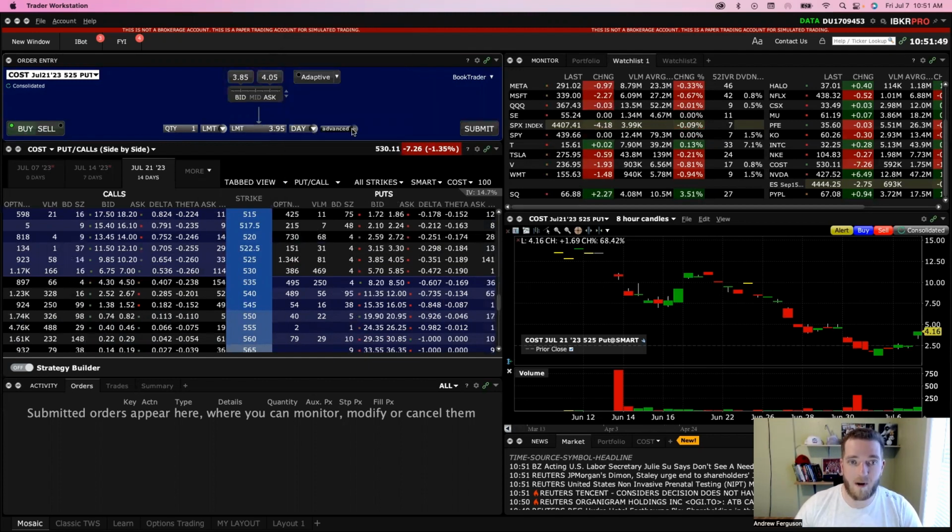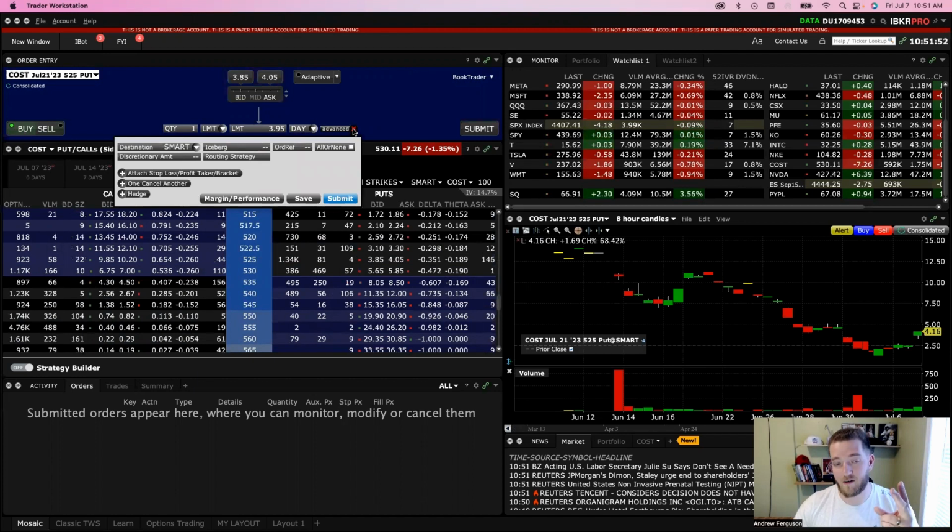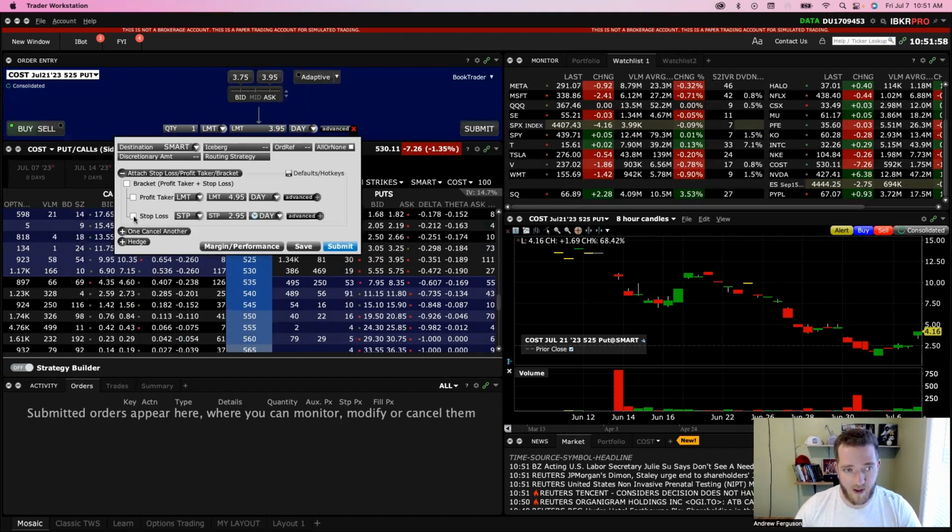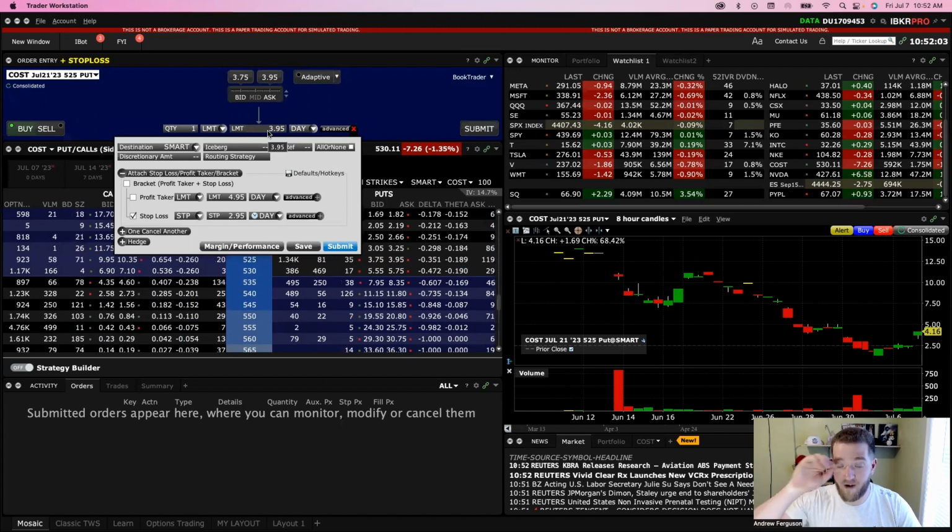Day is good. And we're going to open up this advanced tab and do two things in here. Critical steps. One, we want to attach a stop loss and a profit taker. Well, in this case, let's just do a stop loss so that we protect our downside. So that we put up this 395 in capital, so 395 bucks.